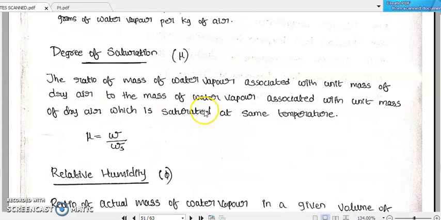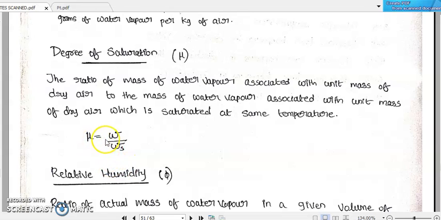Suppose that air was saturated at the same temperature, then what would have been the maximum amount of water vapor it can hold? So this maximum amount of water vapor, we will be dividing it into the mass of water vapor at any instant, divided by the maximum amount of water vapor that can be associated with the same dry air. Now we can consider it as a ratio of these humidity ratios.